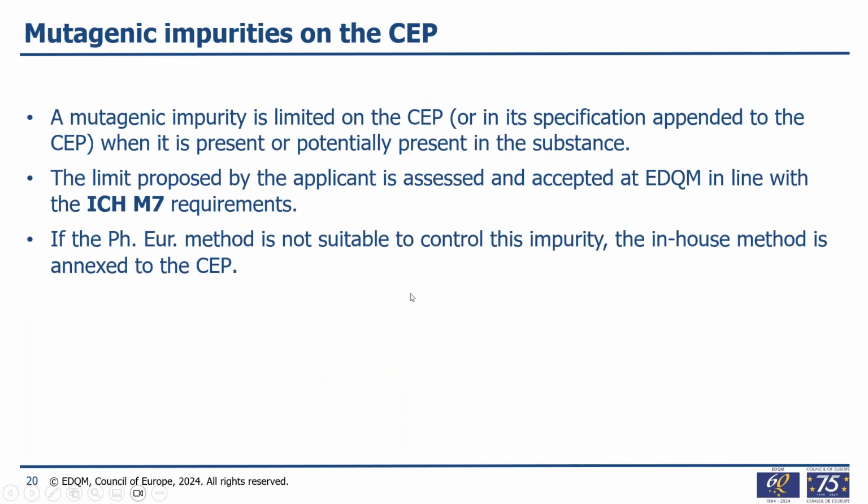So about the mutagenic impurities. A mutagenic impurity is limited on the CEP, or it is controlled in the specification which is appended to the CEP, if it is present or can potentially be present in the substance. The limit proposed by the CEP holders is assessed and accepted by the EDQM in line with ICH M7 requirements. If the method of the monograph is not suitable to control this impurity, in this case, a specific in-house method to control this impurity is annexed to the CEP.